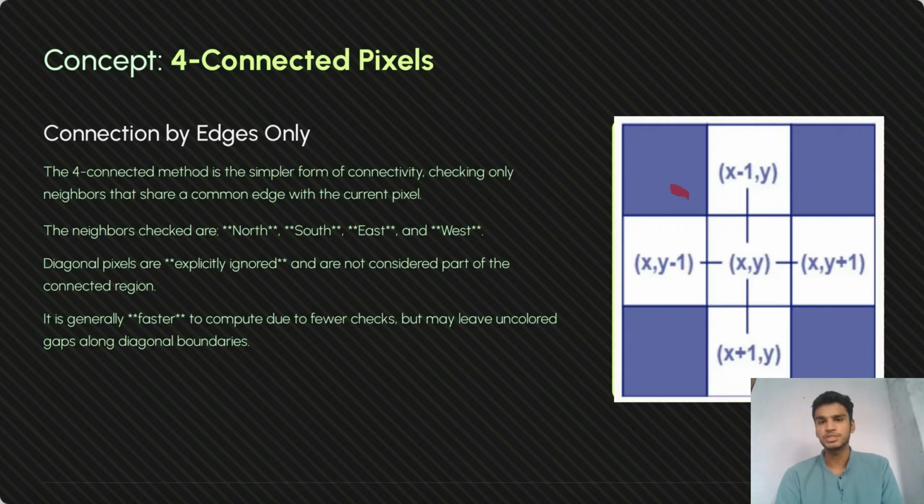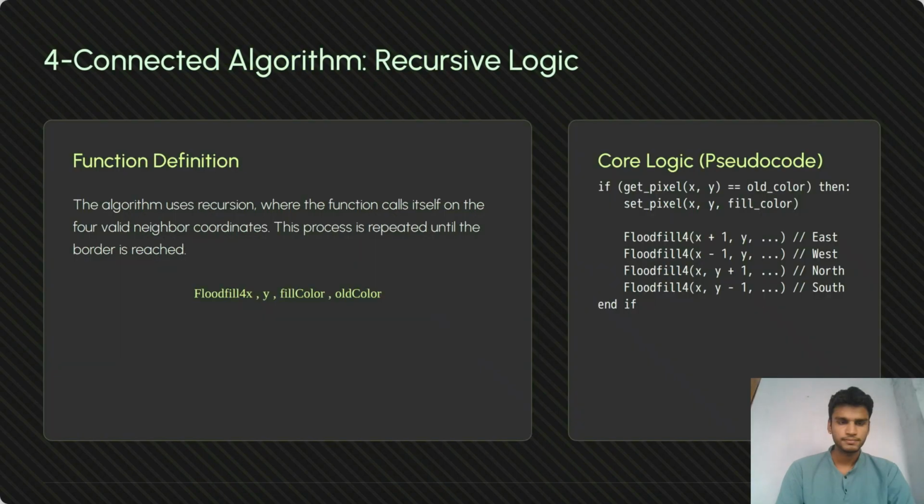As we can see in this picture, the blue squares are not the neighbors, only the white ones that are top, bottom, left and right are used to expand the colors. That is why it is called 4 connected pixels. Here we have a function for 4 connected flood fill algorithm. This algorithm uses recursion where the function calls itself on the 4 valid neighbor coordinates. This process is repeated until the border is reached.